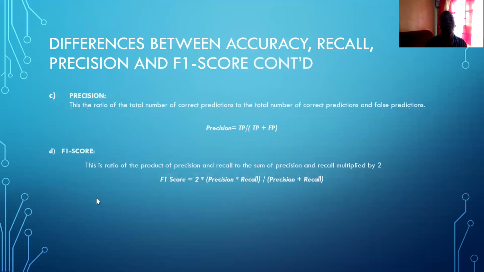We also have the precision metric, which is the ratio of the total number of correct predictions to the total number of correct predictions and false predictions. And that's the formula. We have the F1 score, which is the ratio of the product of the precision and recall to the sum of the precision and recall, multiplied by 2, and that's the formula of the F1 score.